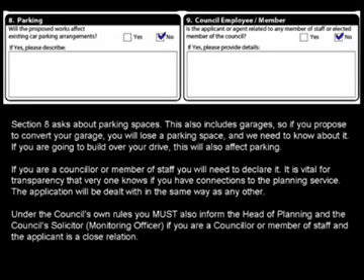In section 9, we need to know whether or not you're a council employee or a member of the council. It is vital for transparency that everyone knows if you have any connections with the planning service. Under the council's own rules, you must also inform the head of planning and the council's solicitor, the monitoring officer, if you are a councillor or member of staff and the applicant is a close relation.